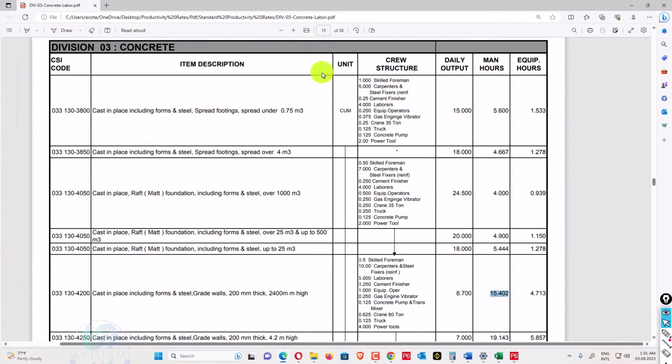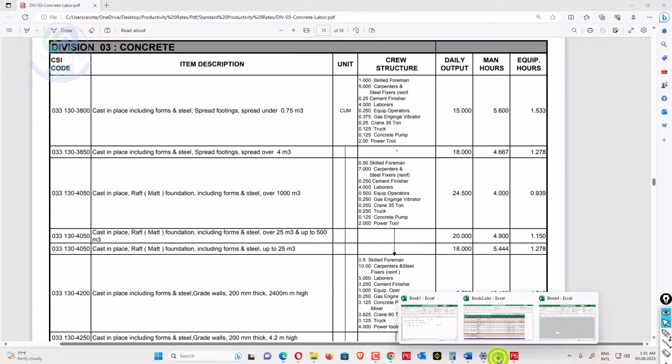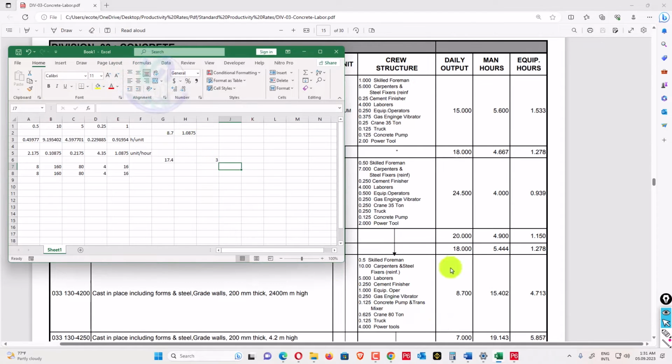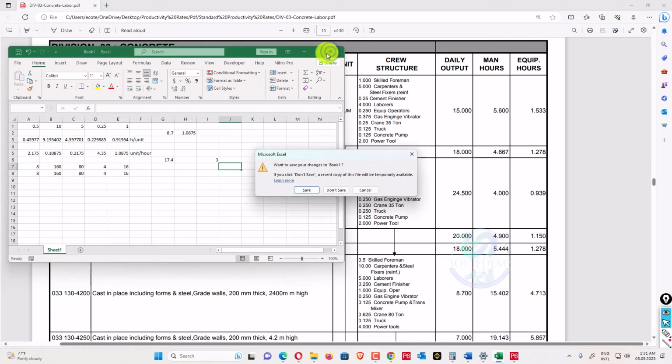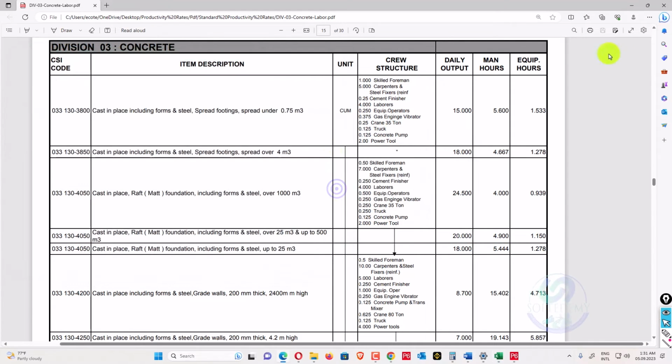So this one is our BOQ-based crew structure. We can see something similar here, where we have man hours. This one is non-labor: 0.125, 0.625, 0.125 and 4. This will also be calculated the same way. It's a total hour, like we have calculated 15.402 and 4.713. When we consider the 1.0875 we divided by here, and divide this one, the total will also be similar, 4.713. So you can also create productivity the way I have created here. The productivity rate is finished. I have explained productivity rate to you completely.